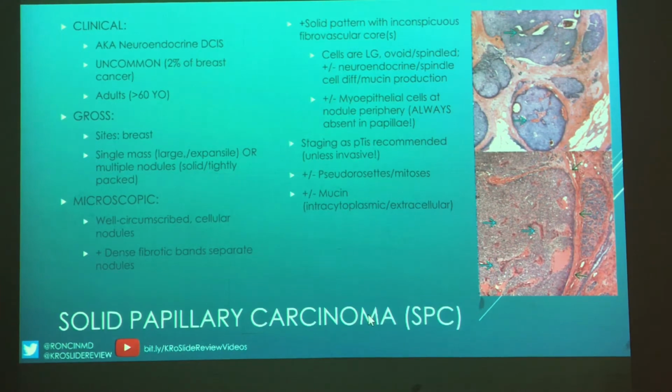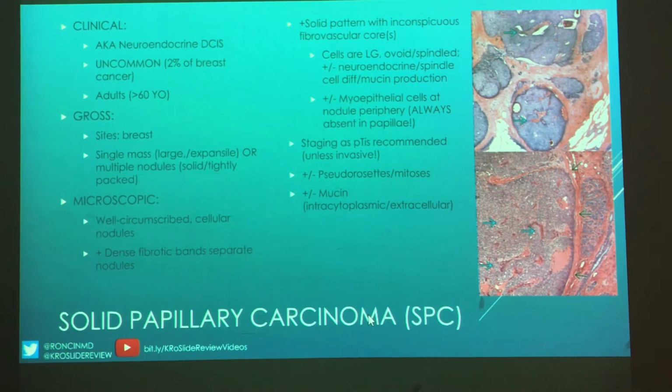So they tend to have a solid pattern, which we saw, and the fibrovascular cores are not always easy to find. Okay, we kind of had to search around for them a little bit. And in our example, the cells are low to intermediate grade. They were more spindled. Didn't really have so much neuroendocrine. Didn't see any mucin, but you can with these.